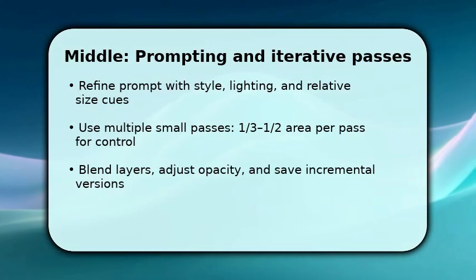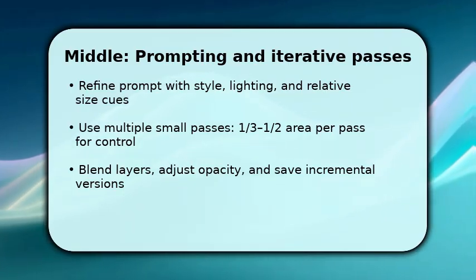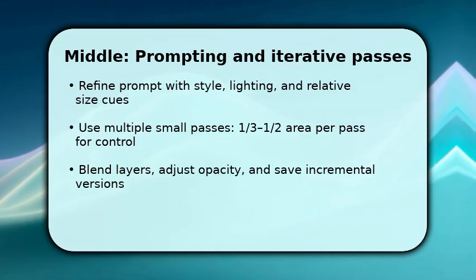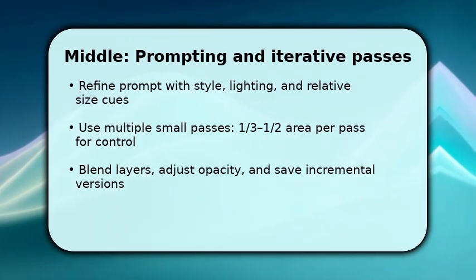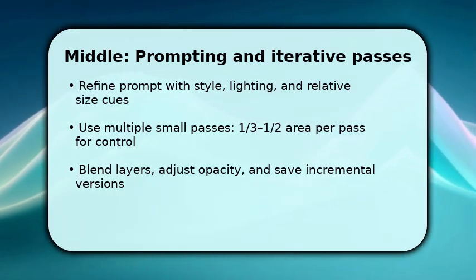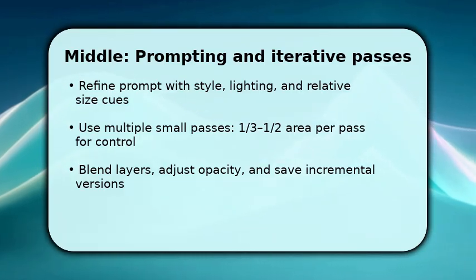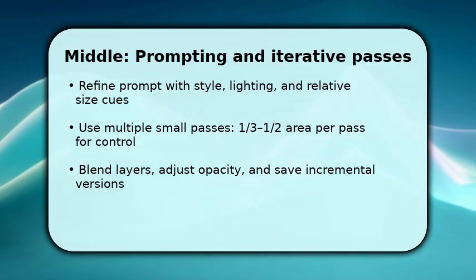Now you refine the prompt with specifics, lighting, perspective, and relative size, because the model maps text to pixels and needs constraints. Make multiple smaller passes rather than one big generation. Mask 1/3 to 1/2 of the target area, generate, evaluate, then repeat. This prevents compositional drift and preserves texture continuity.